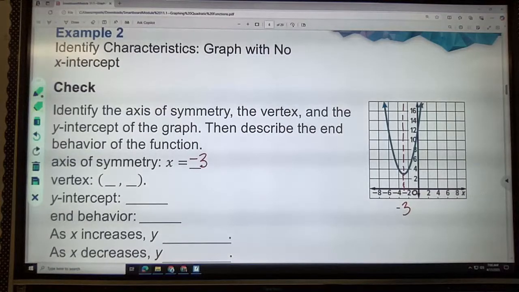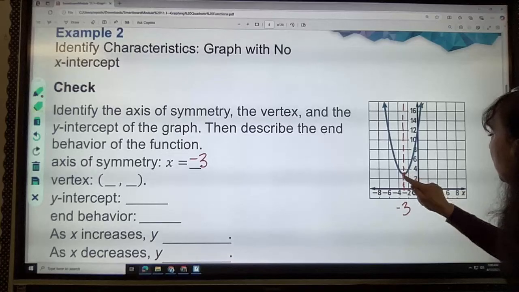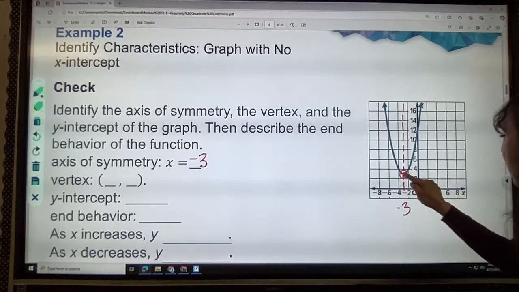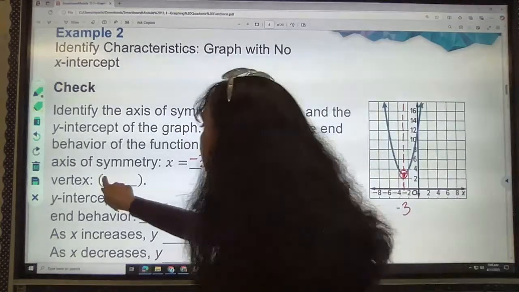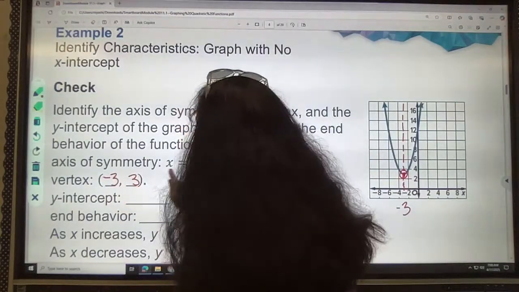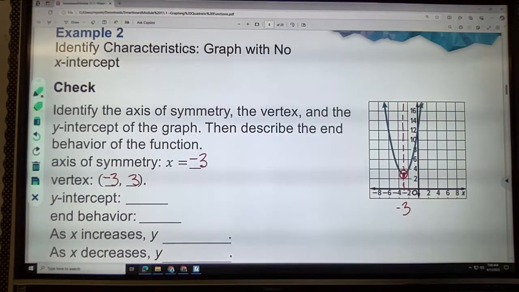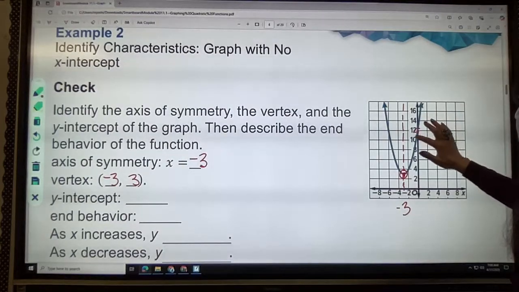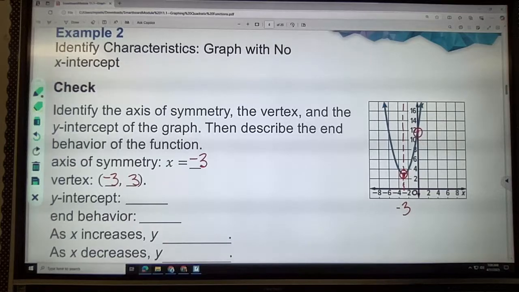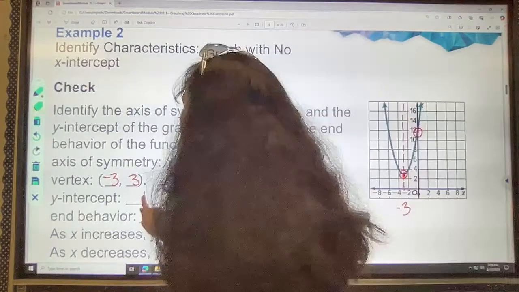Then let's look at where the vertex is. That is here, and that is going to be at -3 and 3. So my vertex is at negative 3 and 3. Then let's look at the y-intercept. We can see that here is where it is intersecting on the y-axis, and that tells me the ordered pair is 0, 12. So my y-intercept is 12.